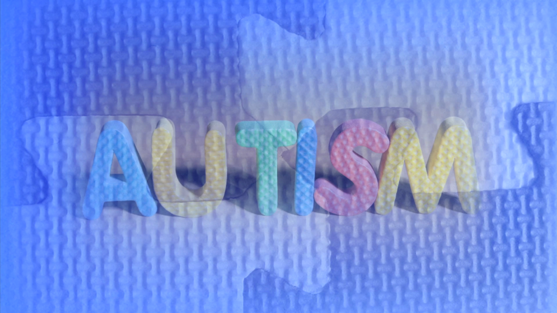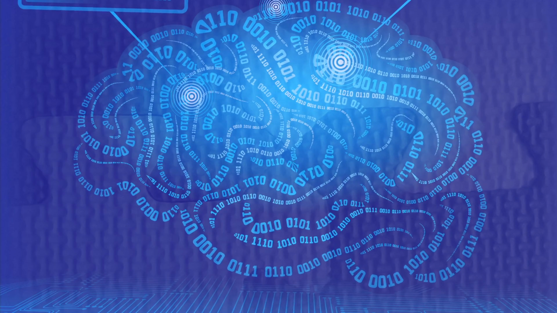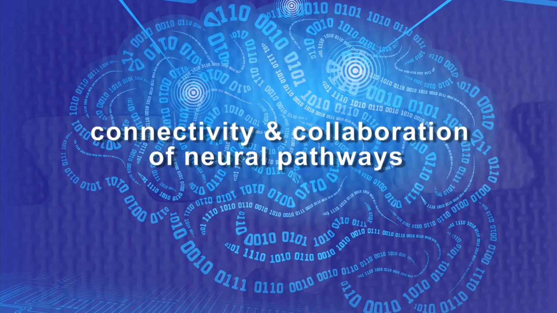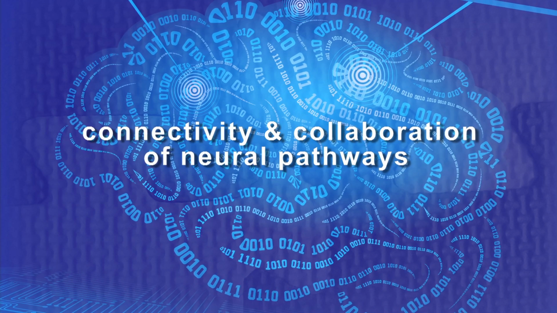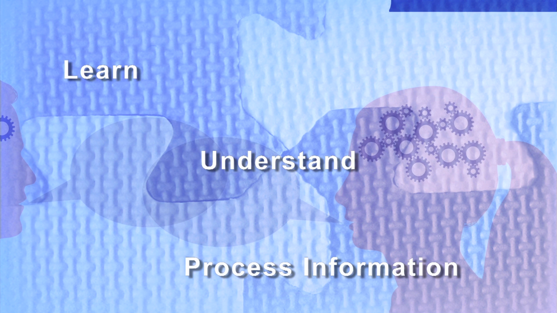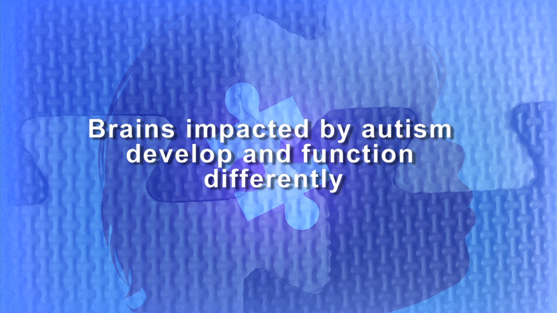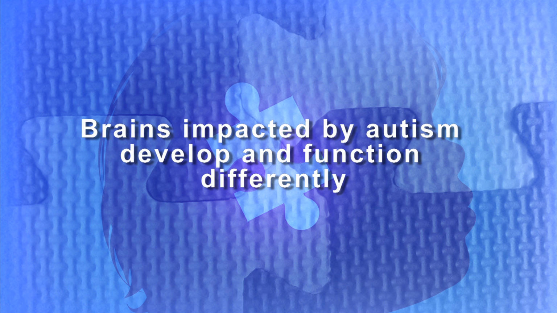Autism is a disorder of brain development. We know from the research the connectivity and collaborations of the neural pathways are underdeveloped in brains of people impacted by autism. The underconnectivity of the neural pathways directly impacts how people with autism learn, understand, and process information. In other words, the way the brain with autism works is different than a brain that is developing typically.